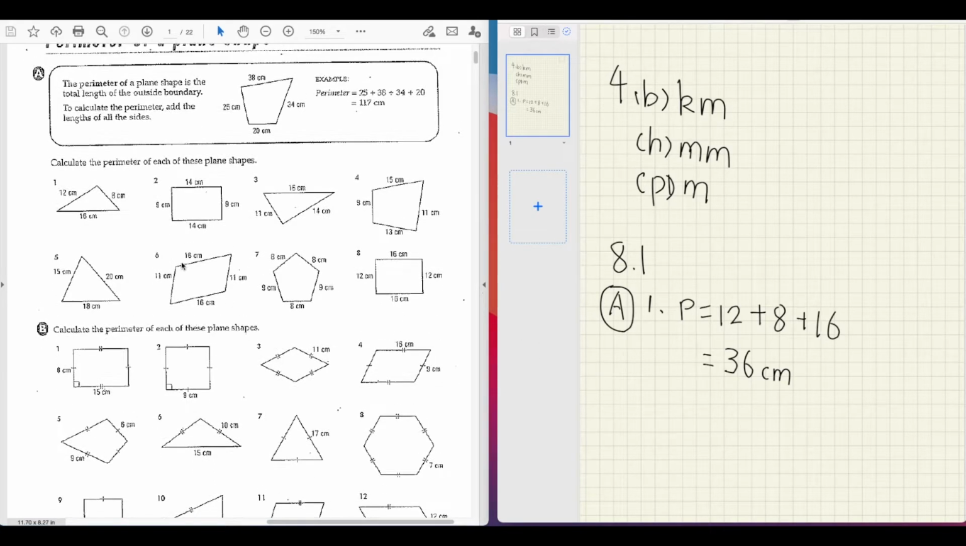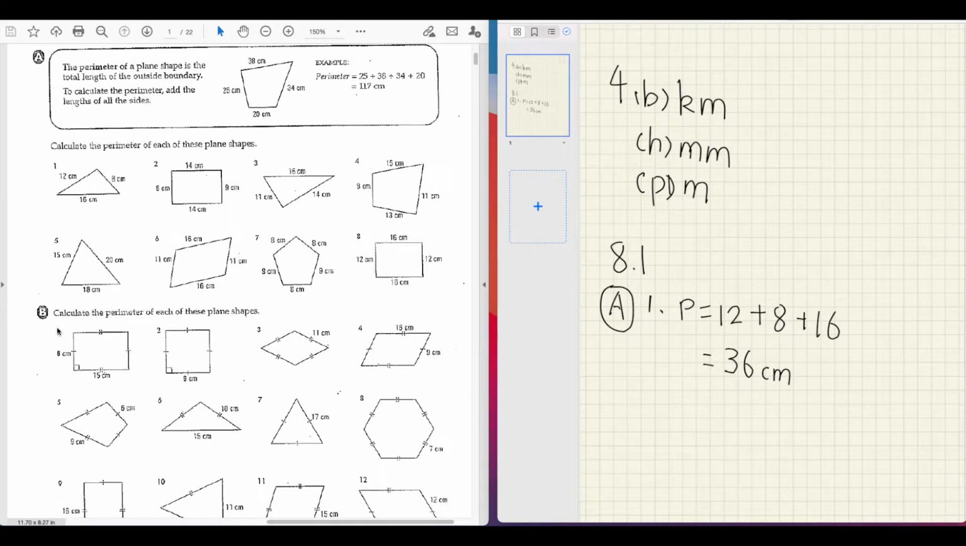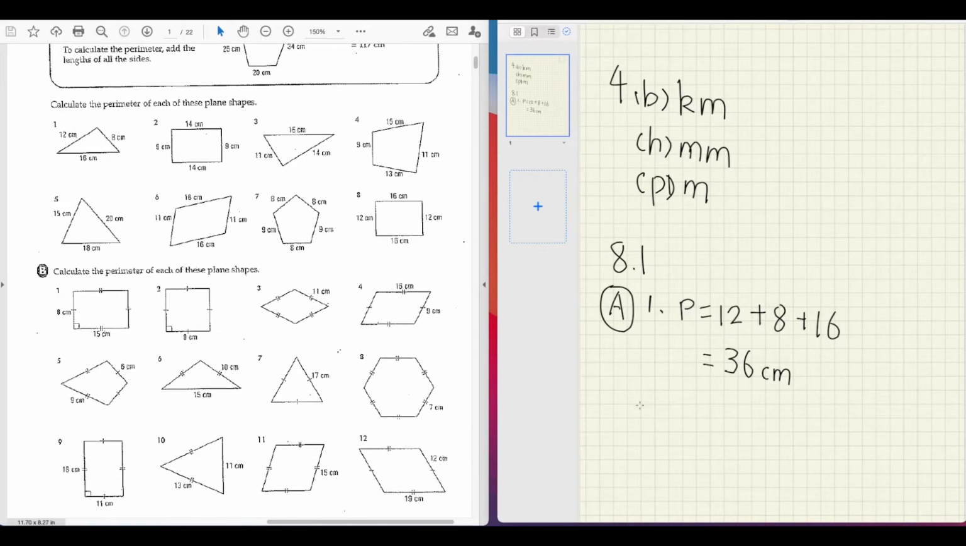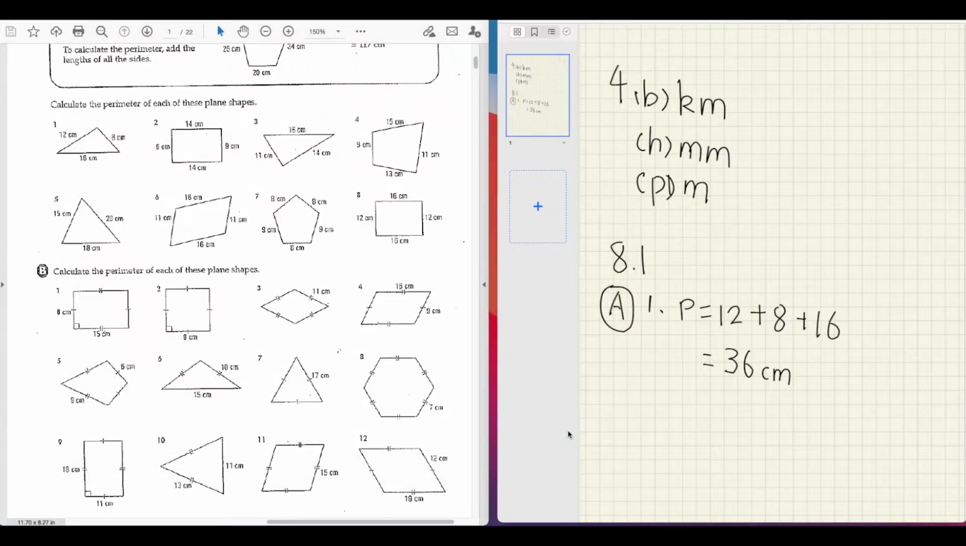Alright, so generally the A questions are quite easy. B gets a little bit harder, but I have faith that you can still do it. Alright, B. Now let's have a look at question 1 for B, okay?